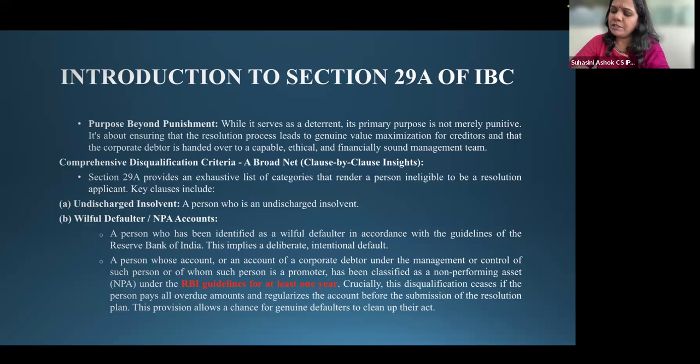So again, undischarged insolvent, willful defaulter. When we go to the willful defaulter, there are RBI guidelines. For at least 1 year, they publish these NPA details. The disqualification ceases if a person pays all the overdue amounts and regularizes. So basically, CIBIL will be a checkpoint for this willful defaulter. Then for undischarged insolvent also, mostly what the market will do is try some online searches where they can get some court orders.